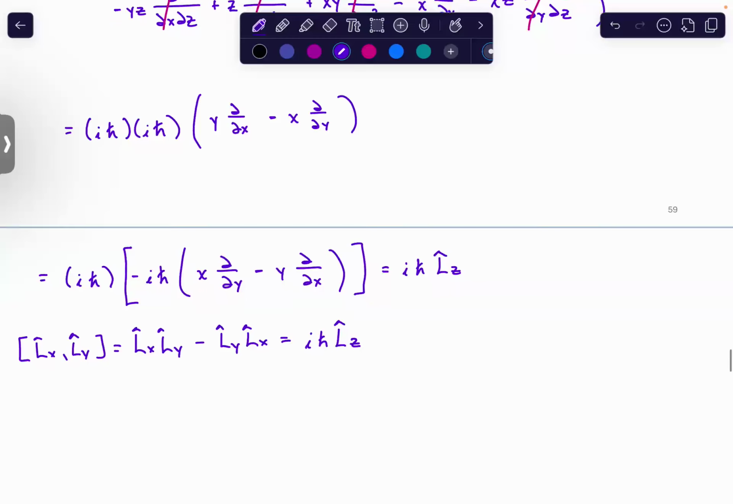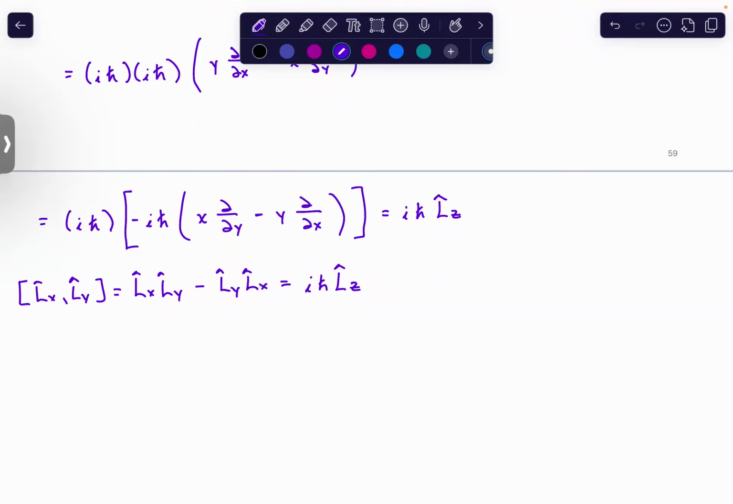And so then by extension, because we're not going to do that 2 more times, we get, as you would expect, the commutator of Ly, Lz equals i h bar Lx, and then the commutator of Lz, Lx is i h bar Ly. So we have these commutation relations.